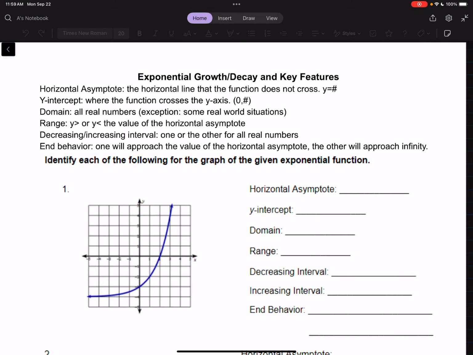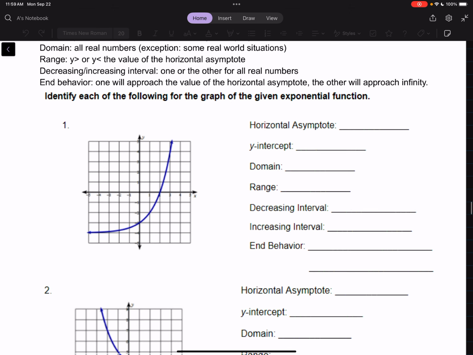Good day. Today we're going to be looking at graphing exponential growth and decay, as well as the key features.